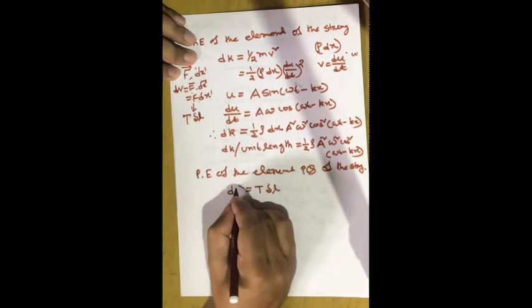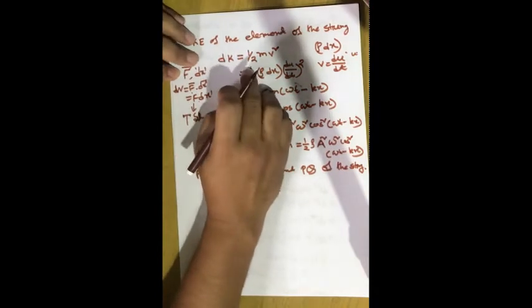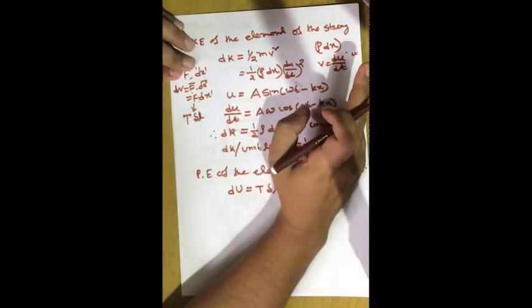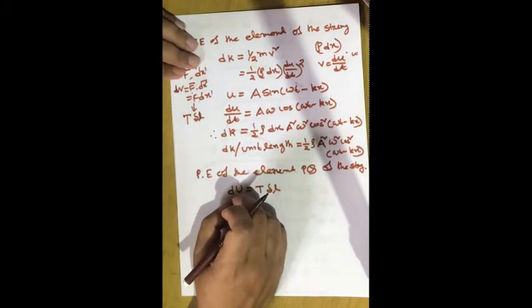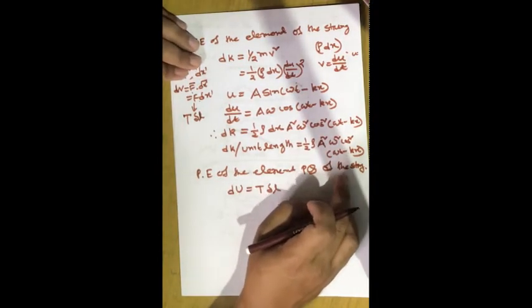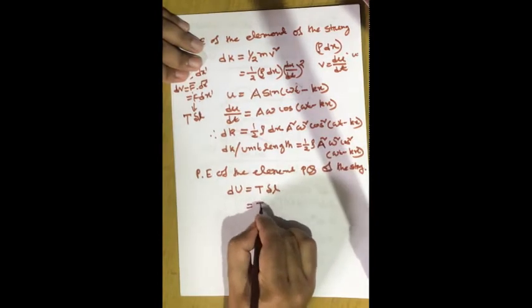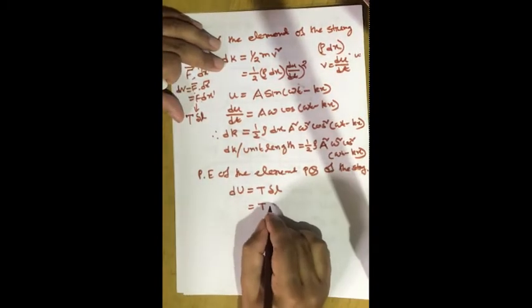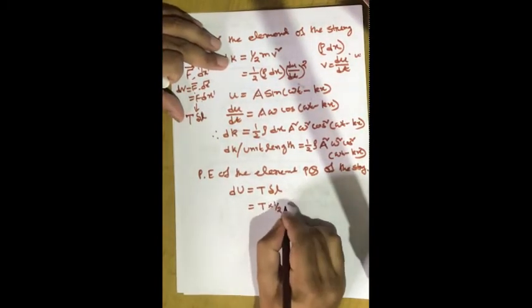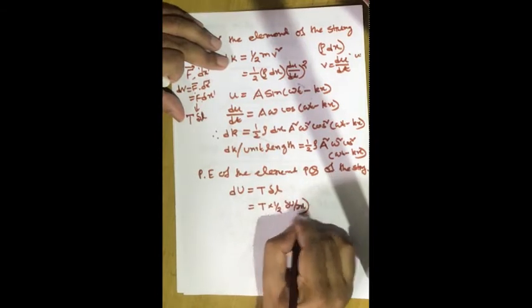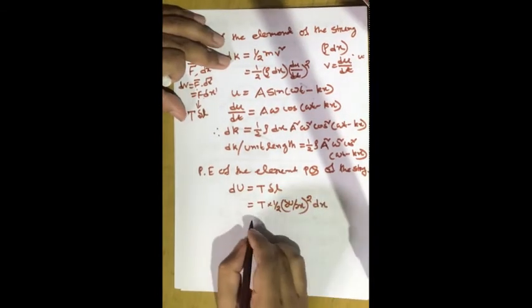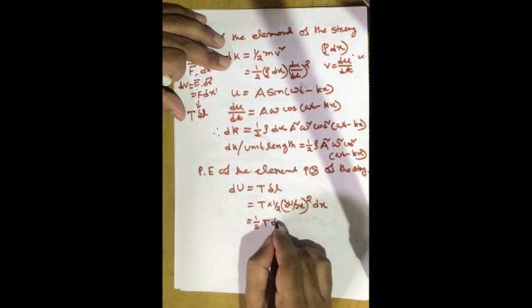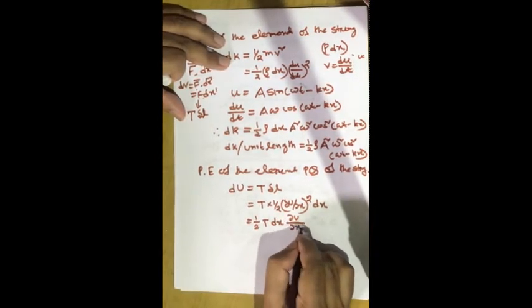Say this is the capital U, right? Just remember the difference: small u means displacement in the y direction, and capital U is the potential energy of the PQ element of the string, T into delta L. Now delta L, what we have found out, is half into (del u by del x) whole square into dx. Therefore, we will write U is equal to T into half into (del u by del x) whole square into dx, so half T dx into (del u by del x) whole square.